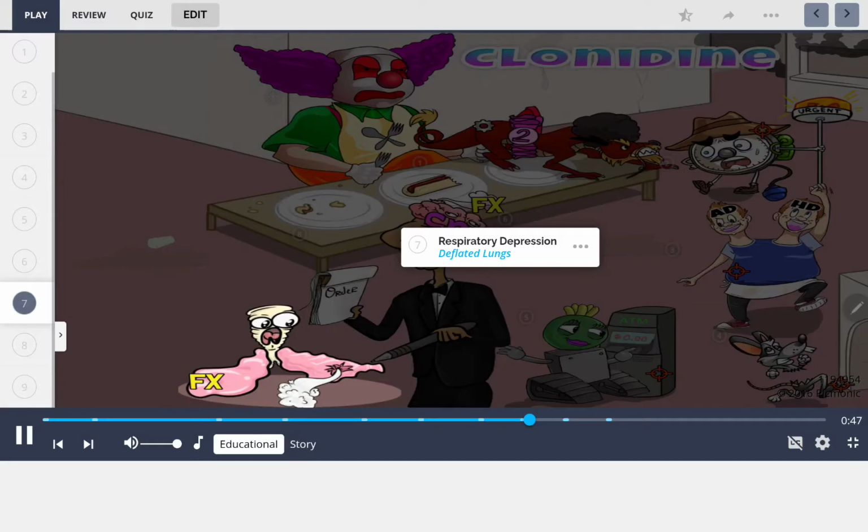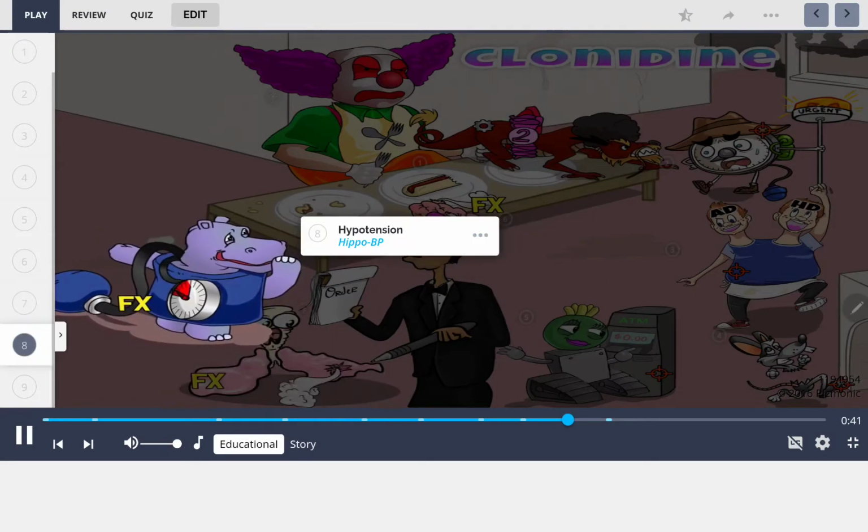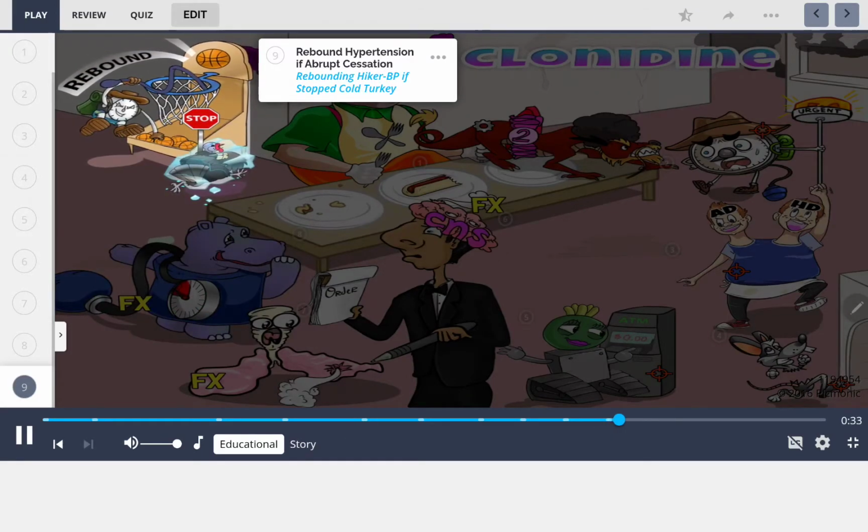Respiratory depression can occur especially with clonidine overdose, represented as the deflated lungs. Hypotension, the hypo-BP, can also occur from clonidine's sympatholytic effects. It must be tapered slowly because rebound hypertension can occur if clonidine is abruptly stopped, shown by the rebounding hiker BP if stopped cold turkey.